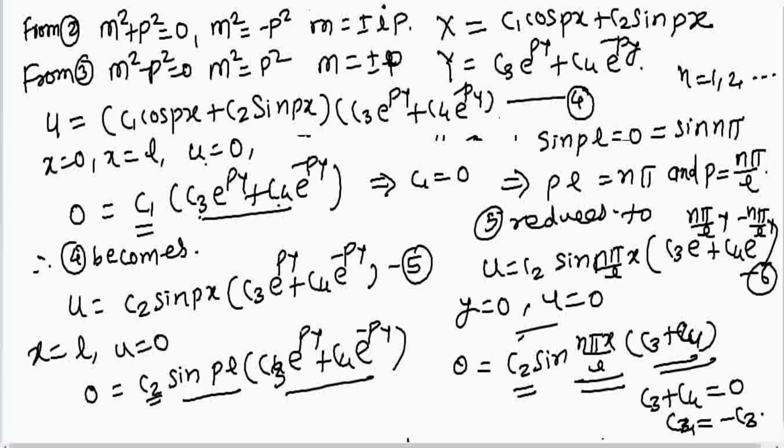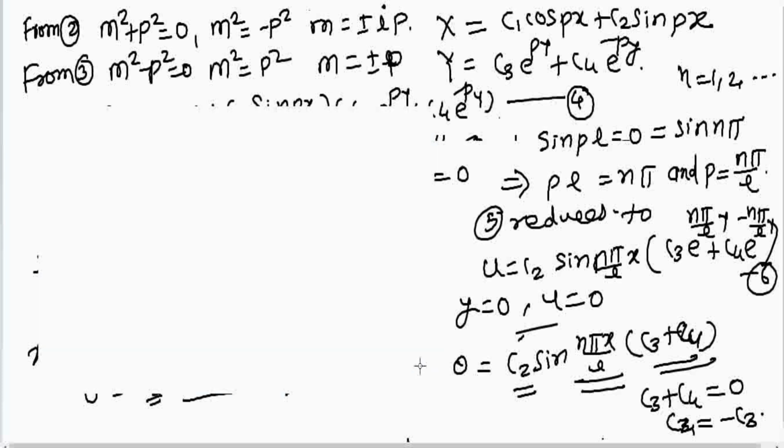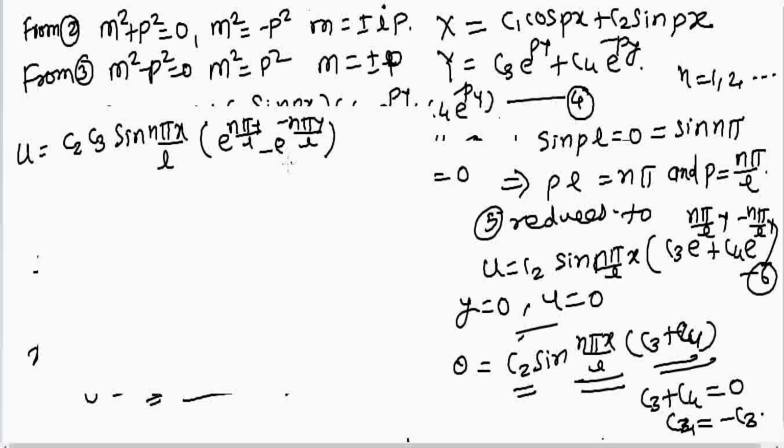Substituting this value in equation number 6, we arrive at u equal to C2 into, let us take C3 as common, C3 into sine of n pi x divided by L into e raised to n pi y divided by L minus e raised to minus n pi y divided by L. Again, the breadth of this plate is fixed, so let us take the breadth equal to a.